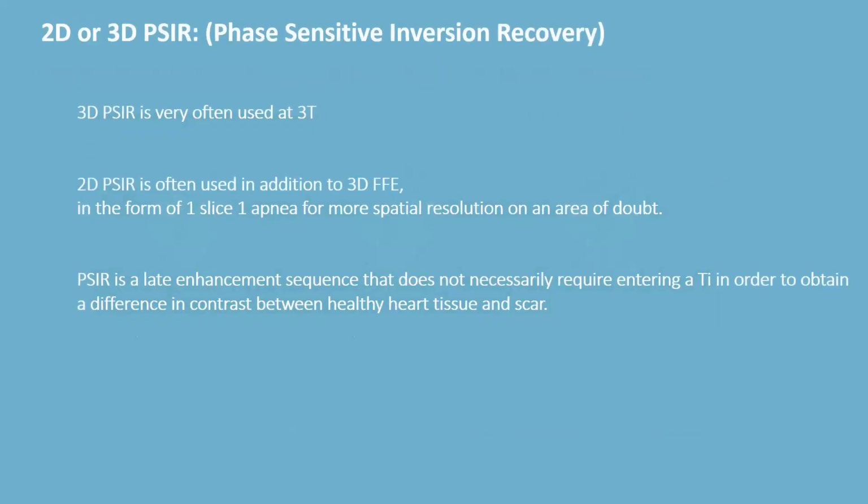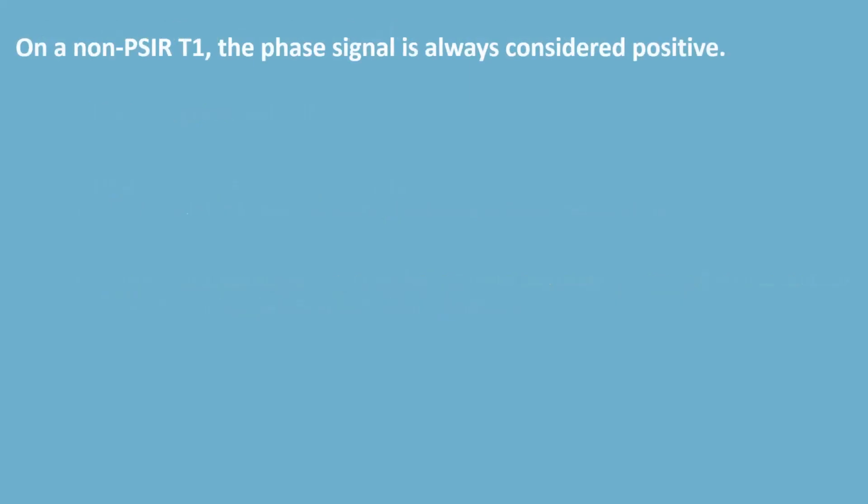Also, the 2D and 3D PSIR, phase sensitive inversion recovery, is very often used at 3 Tesla. The 2D PSIR is often used in addition to 3D fast field echo, in the form of one slice per breath hold, or for more spatial resolution on an apnea of a duct, for example. The PSIR is a late enhancement sequence that does not necessarily require entering a TI in order to obtain a difference in contrast between the healthy heart and the scar, for example, or disease in cardiac myocardial.